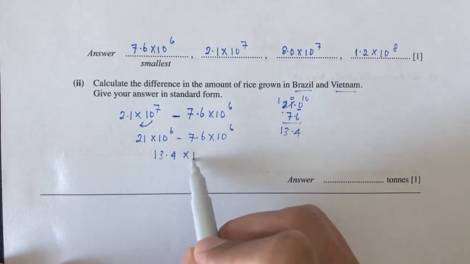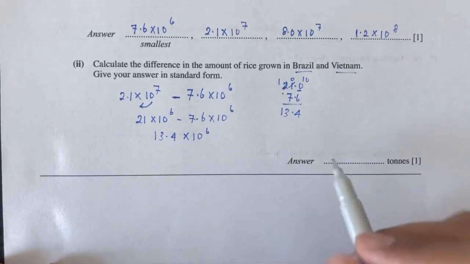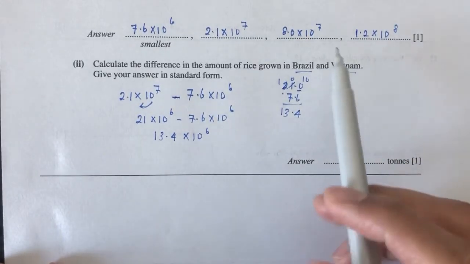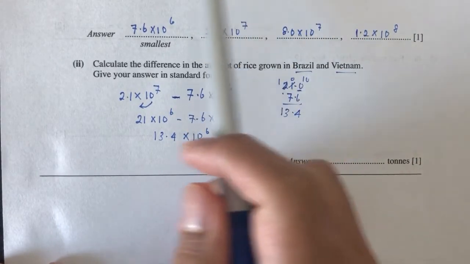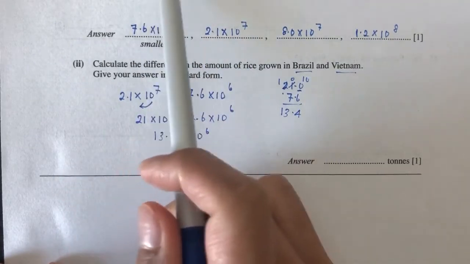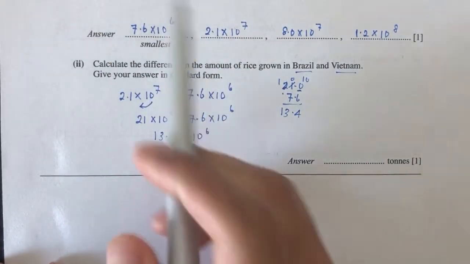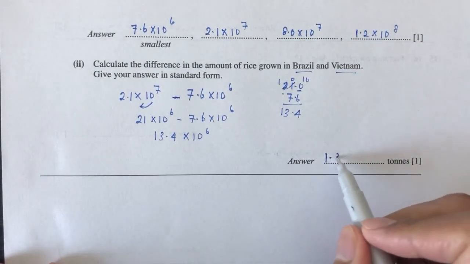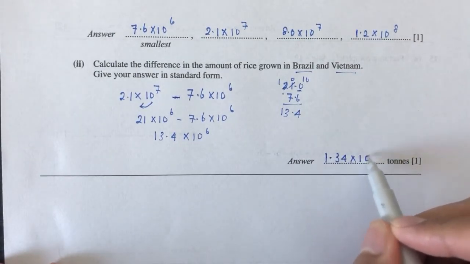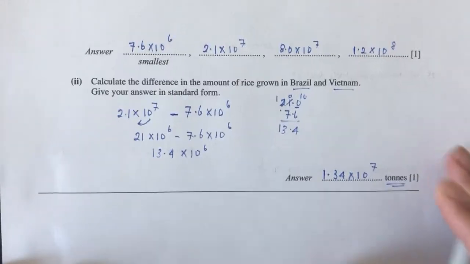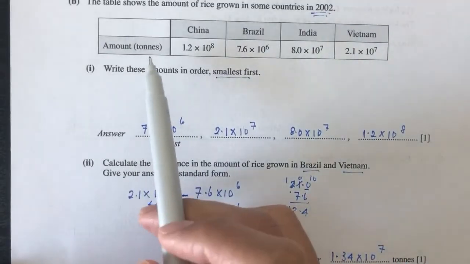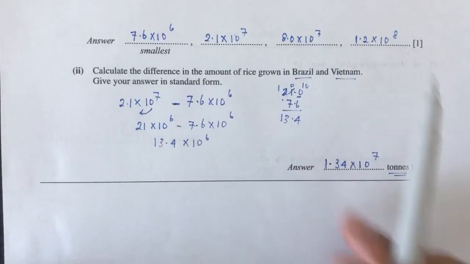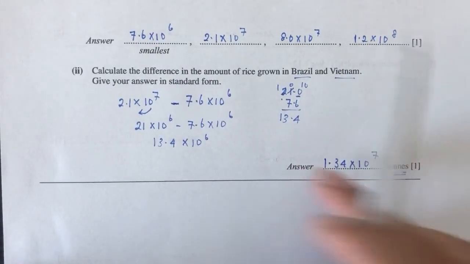13.4 times 10 power 6. So now you have to, where's the part? Some countries in tons. Okay, so your answer is already in tons, as you can see, tons. So that will be fine. So your answer will be 1.34 times 10 power of 7 tons. I was just checking if my amount here was in tons already. That's why we need to make sure that we have the correct unit as well for the answer.